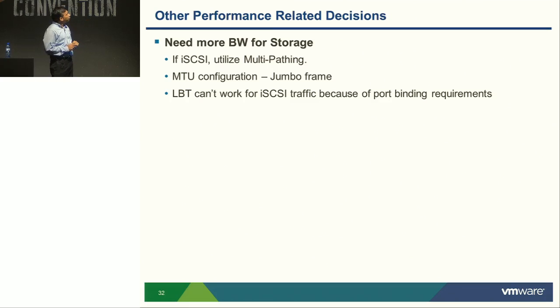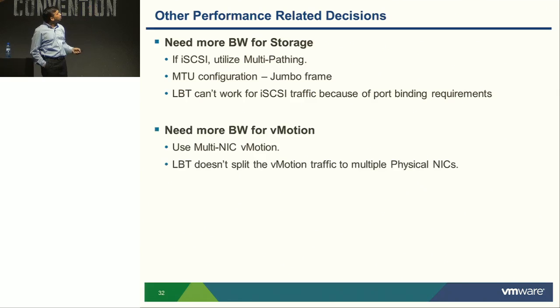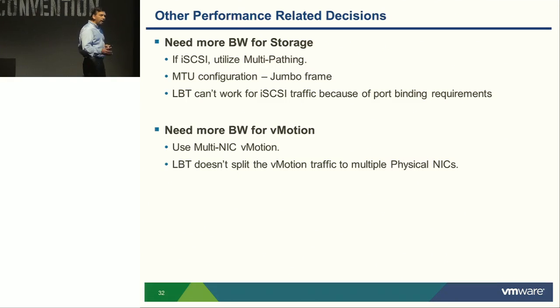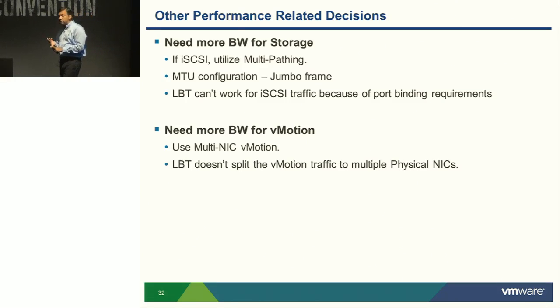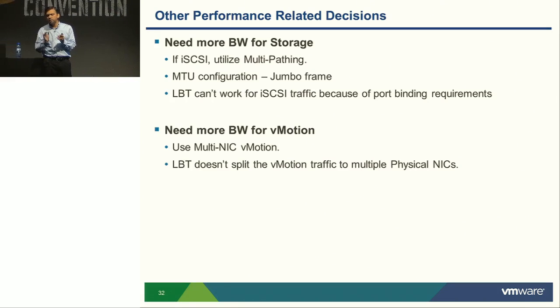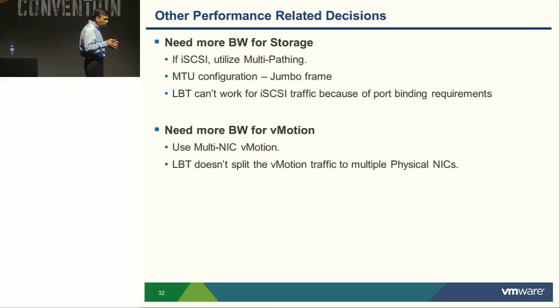Another thing I want to mention here is that I mentioned load-based teaming does not work with iSCSI multipathing, because if you want to use higher bandwidth for iSCSI traffic, you have to go for a multipathing solution. And MTU configuration is one of the options there. For vMotion, if you need higher bandwidth, we have this feature called multi-NIC vMotion. You can use that if you want higher bandwidth for vMotion. Here also load-based teaming doesn't help, because vMotion bandwidth is not going to be split into multiple physical NICs.